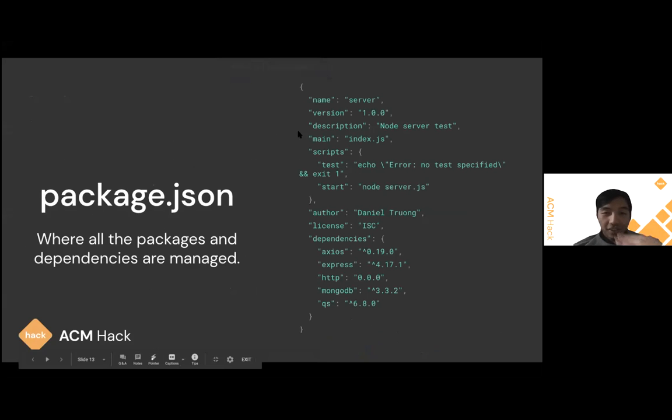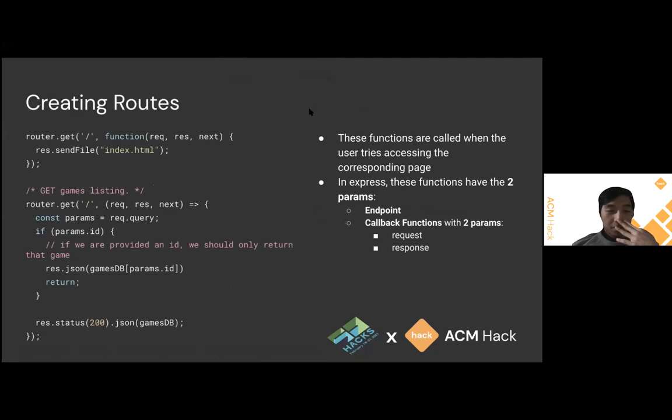So yeah, package.json has a bunch of things. These routes. If you looked in the code a little bit, you saw something like this. It was router.get, and then a function. So this is what I was talking about. This is a regular function, but this is an arrow function. It's just a side note. So what's happening in here? Basically, these functions are called when the users try to access a corresponding page or endpoint. And in Express, these functions actually have 3 parameters. They have request, response, and the next function.